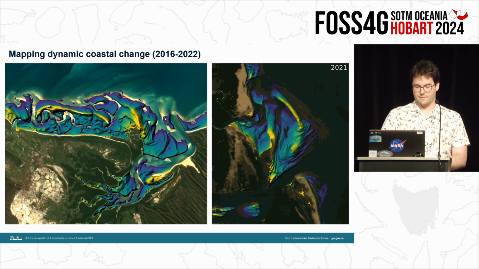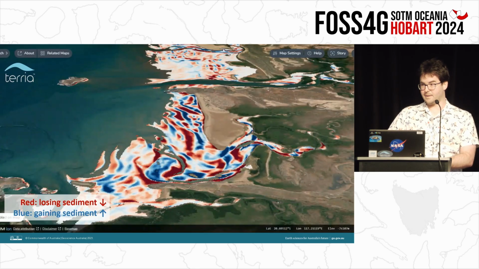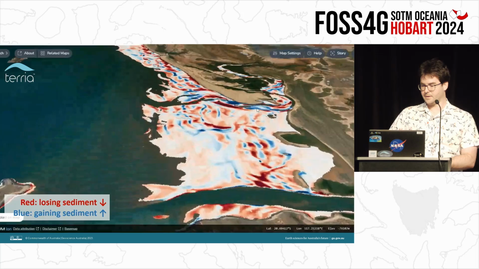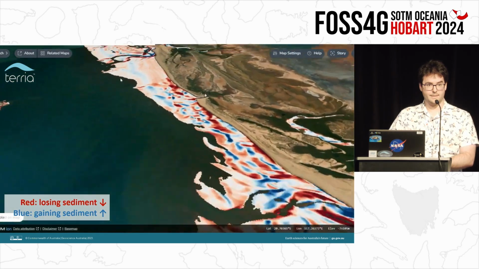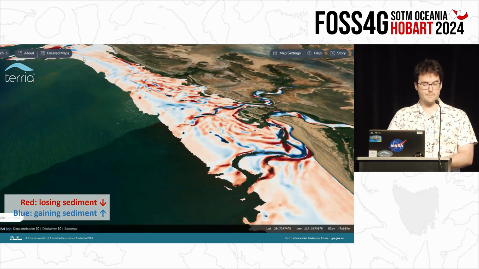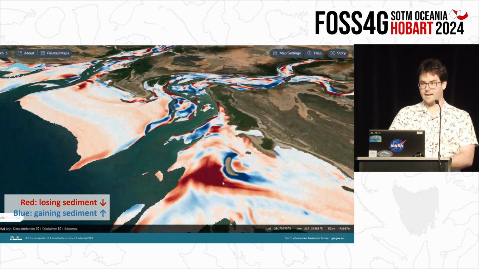That then means if you have multiple elevation models through time, you can start to do cool things like differencing them. So here we've got red are pixels that have decreased in elevation over time, blue are pixels that have increased in height.